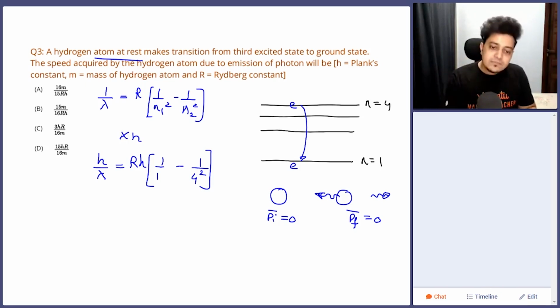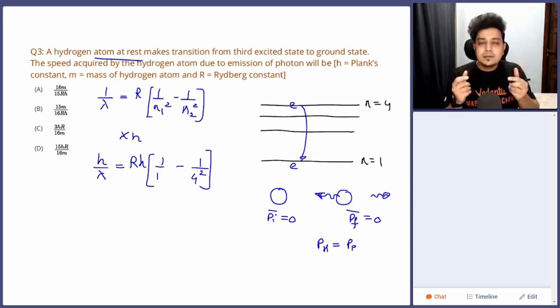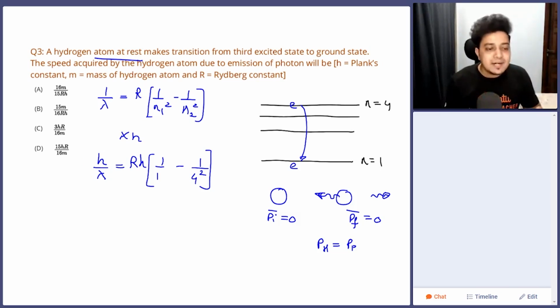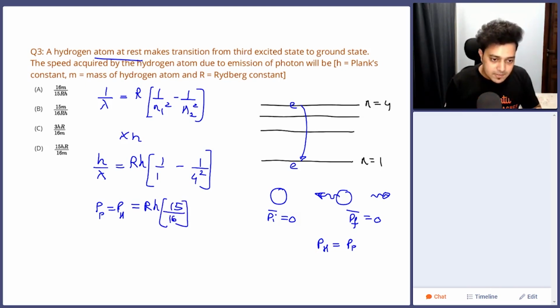Okay, so the momentum of hydrogen will be equal to the momentum of the photon, equal in magnitude, opposite in direction. So this is the momentum of the photon, which is the momentum of the hydrogen atom as well, because both of them should finally have the same momentum but opposite in direction. So R and h as it is, and this would be squared: 16 minus 1, 15 upon 16.